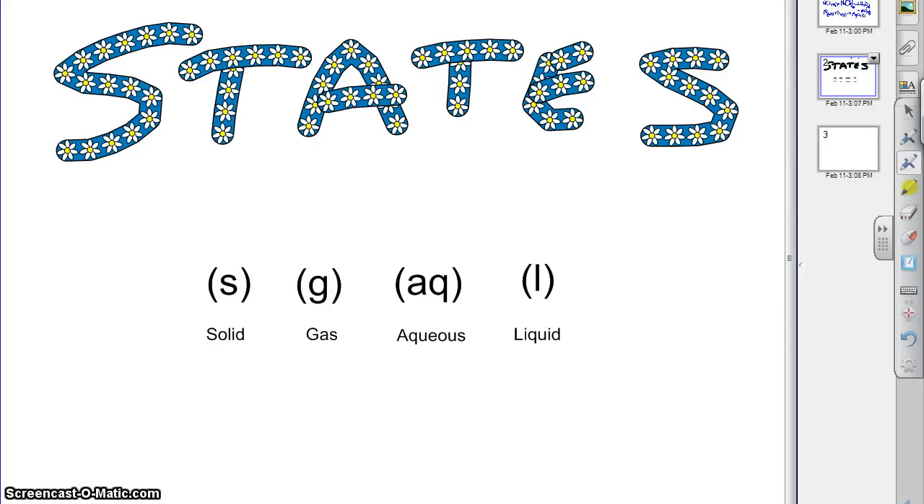Physical states. When you do a reaction, there will often be a little parenthesis S, G, A, Q, or L right after a chemical formula within the reaction. These should not be confusing. They're very straightforward. It just tells you the physical state of the thing while the reaction is going on.